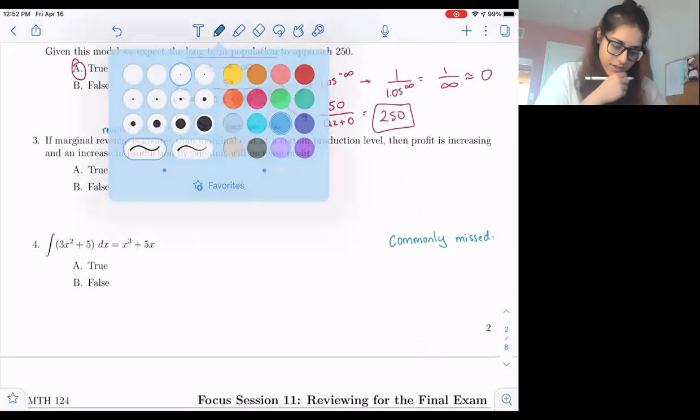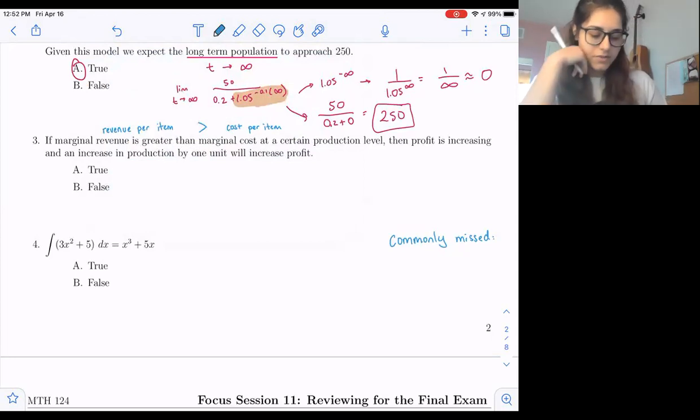All right, next up, if marginal revenue is greater than marginal cost at a certain production level, then profit is increasing, and an increase in production by 1 unit will increase profit. Okay, so this was definitely in a focus session. They kind of gave you these rules, like when revenue is greater than cost, when cost is equal to revenue, when one's greater, whatever. They had the rules, and then it tells you, should you increase production, decrease production, and so on.